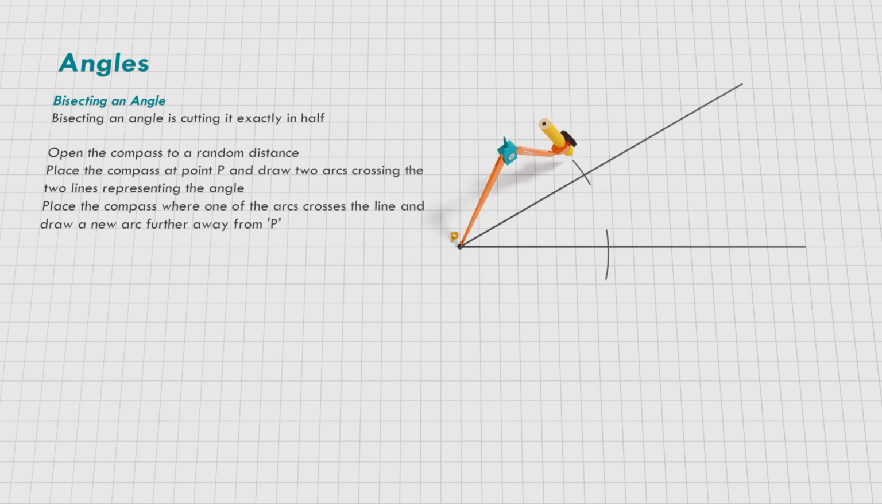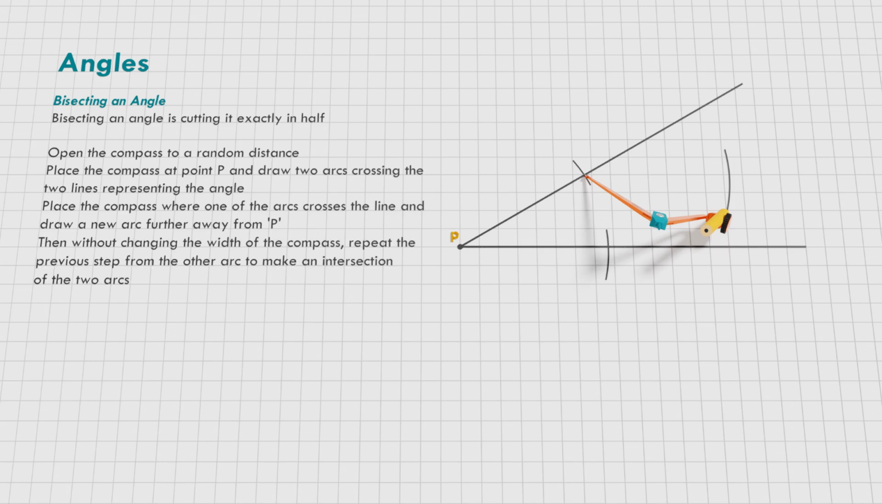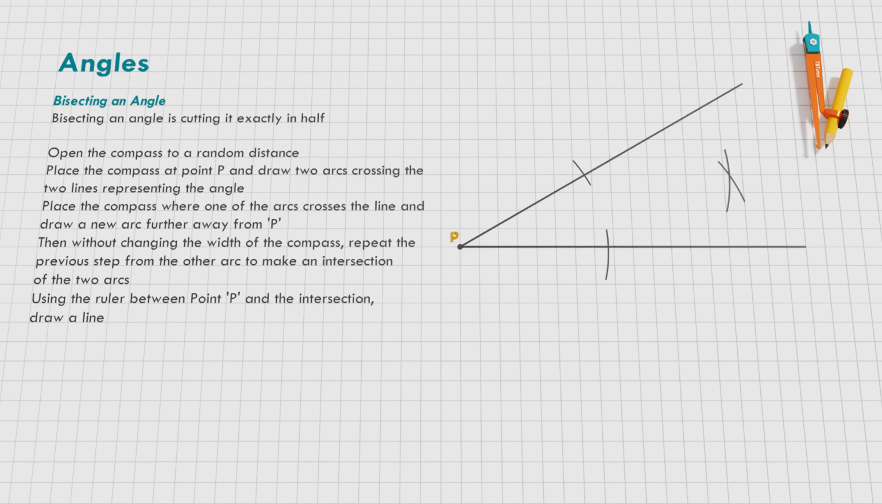We now place the compass where one of the arcs crosses the line and draw a new arc further away from P. Then, without changing the width of the compass, we repeat the previous step from the other arc to make an intersection of the two arcs. Using the ruler between point P and the intersection, we can now draw a line.